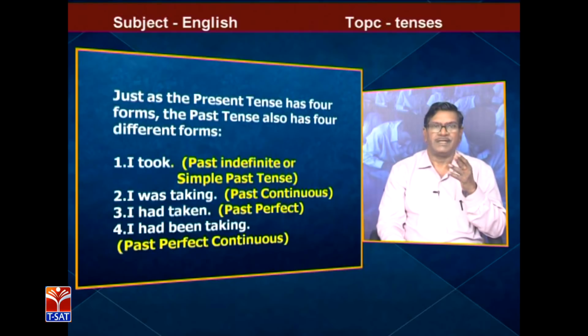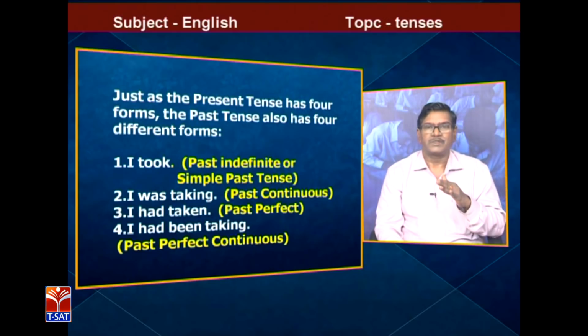Now, let us move on to past tense. Just as the present tense has 4 forms, even the past tense has 4 different forms. What are they? Past indefinite or simple past tense, past continuous, past perfect and past perfect continuous. Present indefinite, past indefinite. Present continuous, past continuous. Present perfect, past perfect. Present perfect continuous, and this is past perfect continuous.